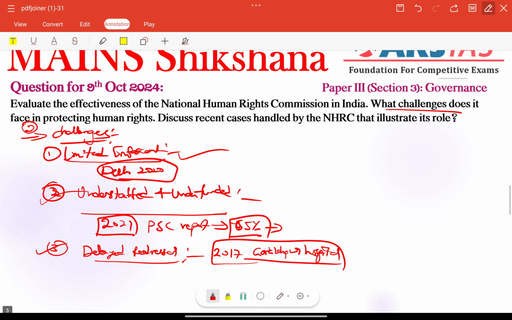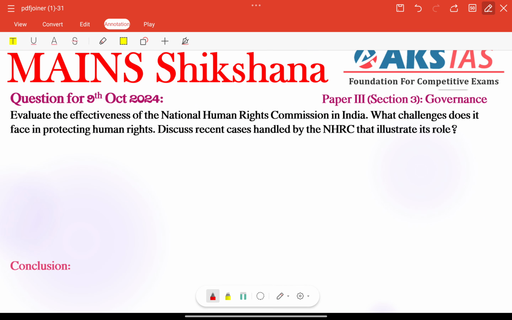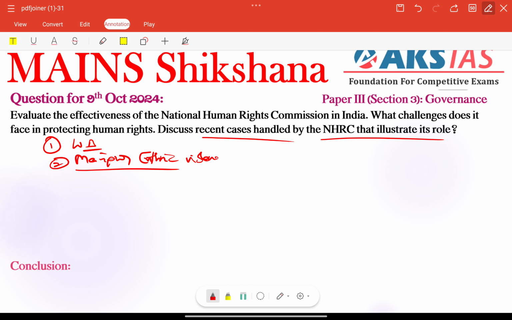So next we have some important recent cases handled by the NHRC that illustrate its role. Very, very important here. Among recent cases, we can add the West Bengal case, right? Otherwise we can have the Manipur ethnic violence, right? That is also very important. In 2023, it took cognizance of the ethnic clashes in Manipur, sending teams to investigate and issuing directives to ensure relief and rehabilitation. Also a very important role played by NHRC here. It helped mitigate violence in certain regions and led to relief measures for displaced people.